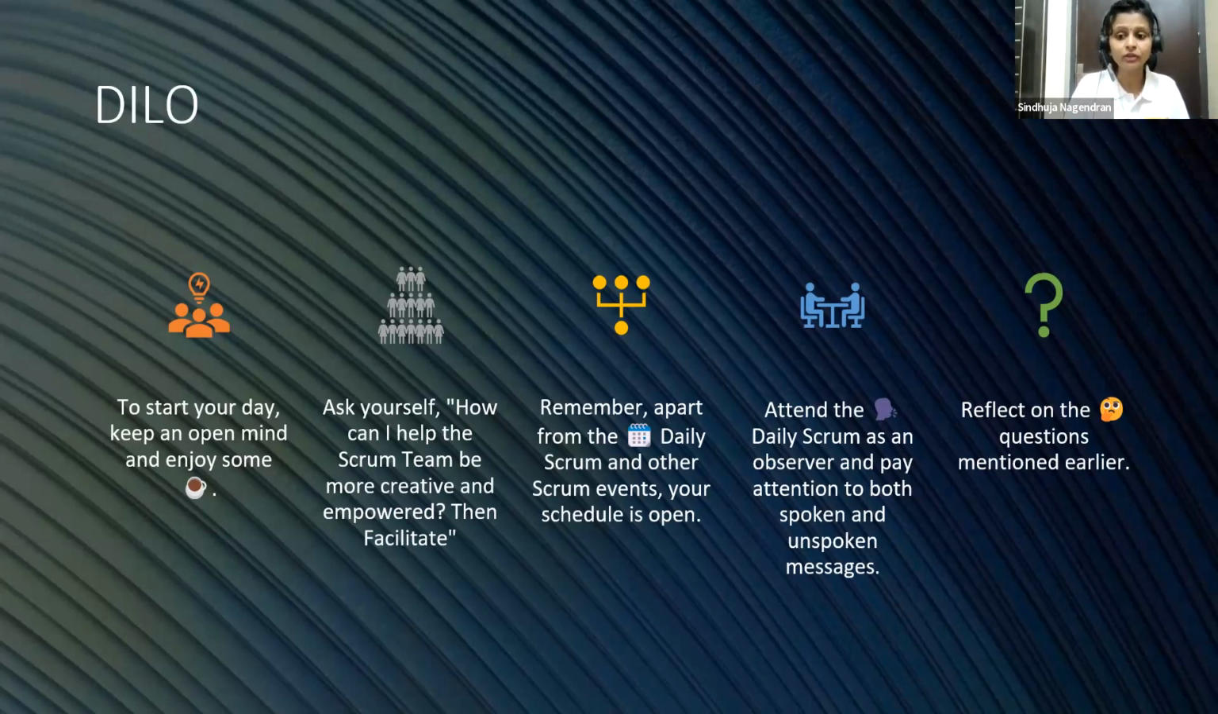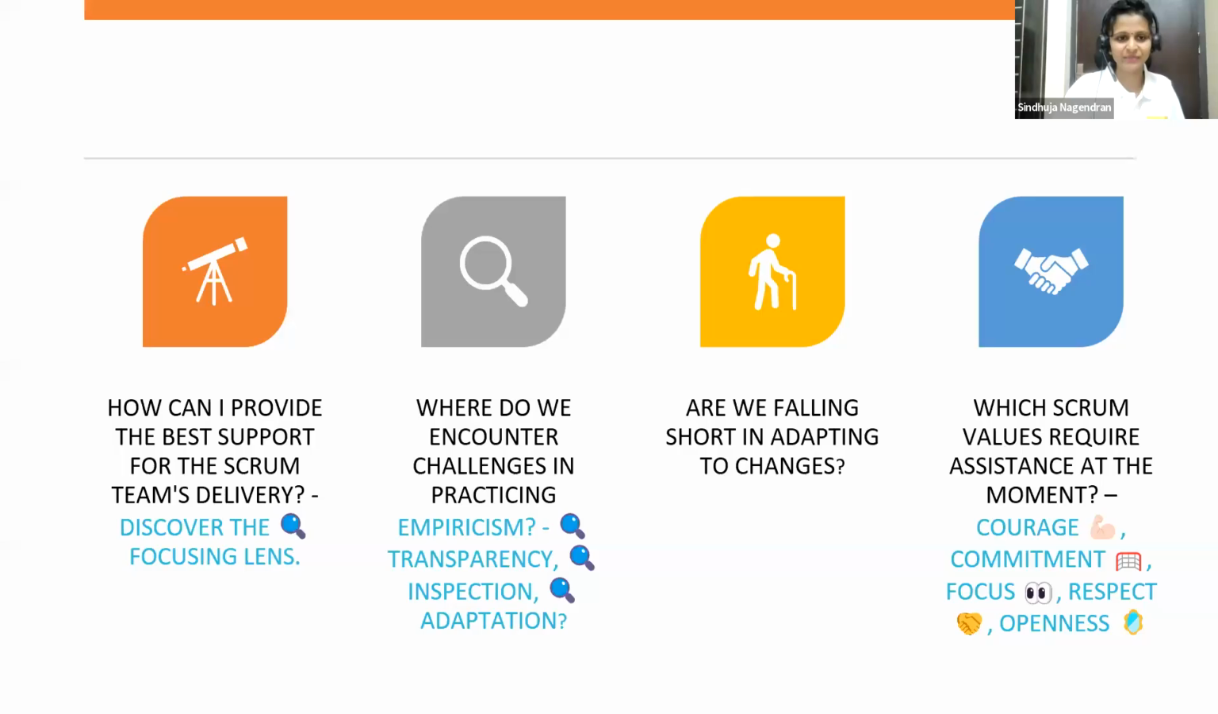Reflect on the questions mentioned earlier. Reflect on what we can do. In the daily Scrum, these are the things the team discussed, where I can support and where I can expedite their requests. That is the way we need to work. Moving on to the next slide. Okay, so how can I provide the best support for the Scrum team's delivery?